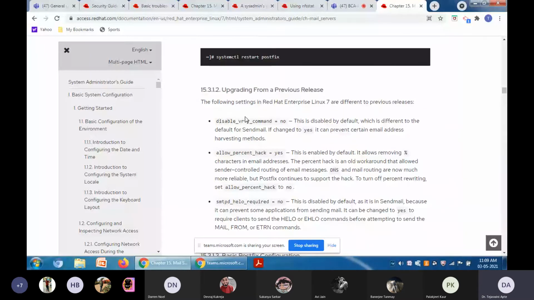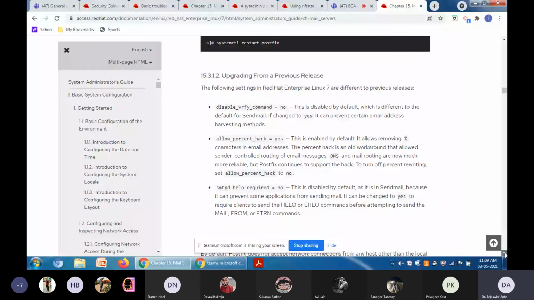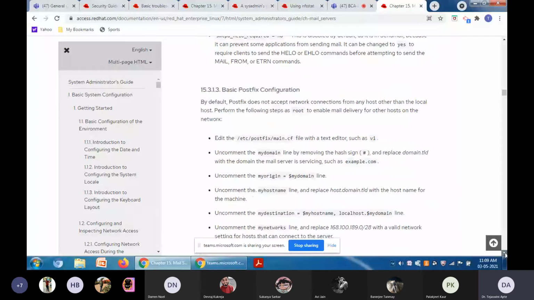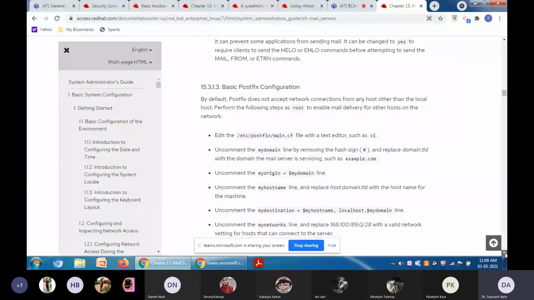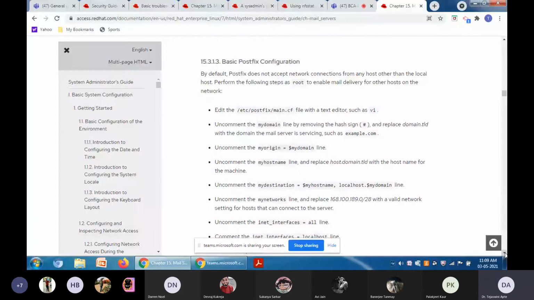Here specifically you need to take care about these configurations. Yeah, fine. Now focus on what I'm saying right now. /etc/postfix/main.cf. Just hold on. Let me see if I can get the code on GitHub for this.